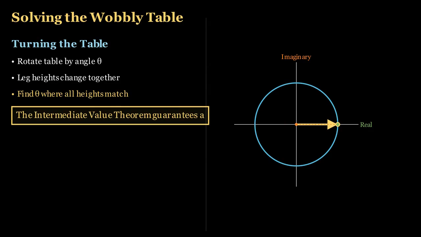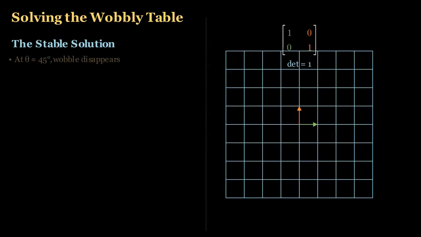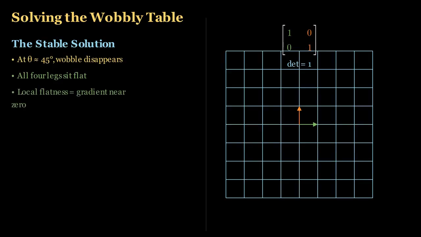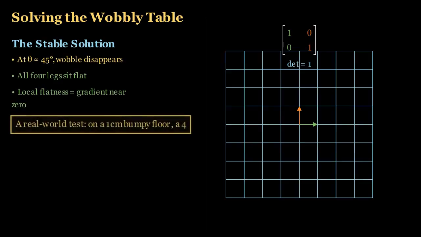That's the Jacobian in action, linking all changes together. For our bumpy floor, the magic happens near a 45-degree rotation. At that angle, the surface's local slope under each leg averages out and the table sits flat. The gradient, our Jacobian for height, is nearly 0 across all 4 points, meaning no single leg pushes up or dips down.